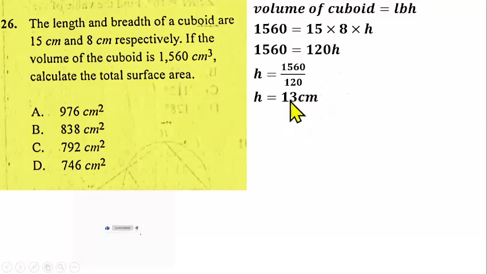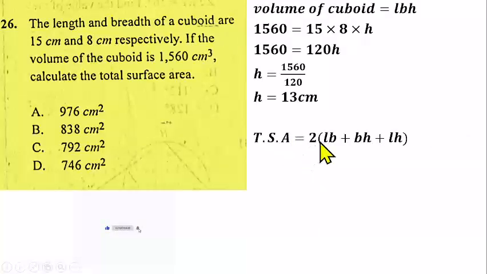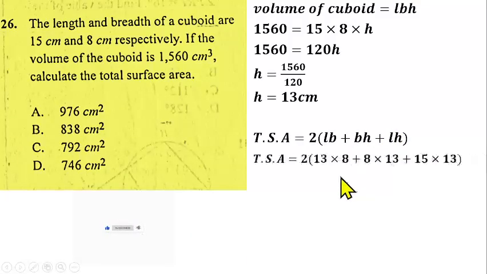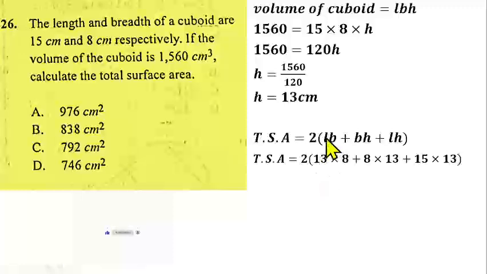Now that we know the height of the cuboid, we can now find the total surface area. Total surface area of a cuboid is 2 into LB plus BH plus LH. Since we have all these variables, we can substitute them. You have 2 into length, which is 13.